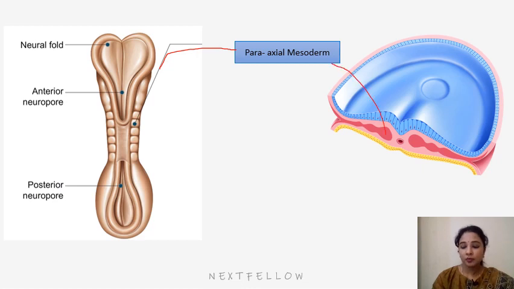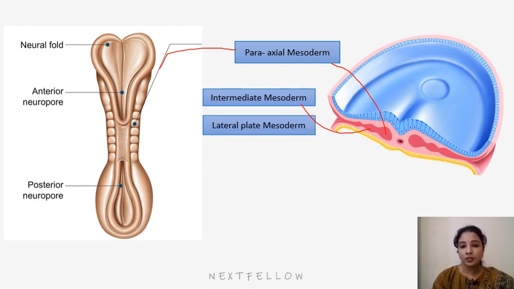This is the paraxial mesoderm. Here is the intermediate mesoderm, and this is the lateral plate mesoderm. So the intermediate mesoderm is not only intermediate in position but also intermediate in thickness as compared to paraxial and lateral plate.